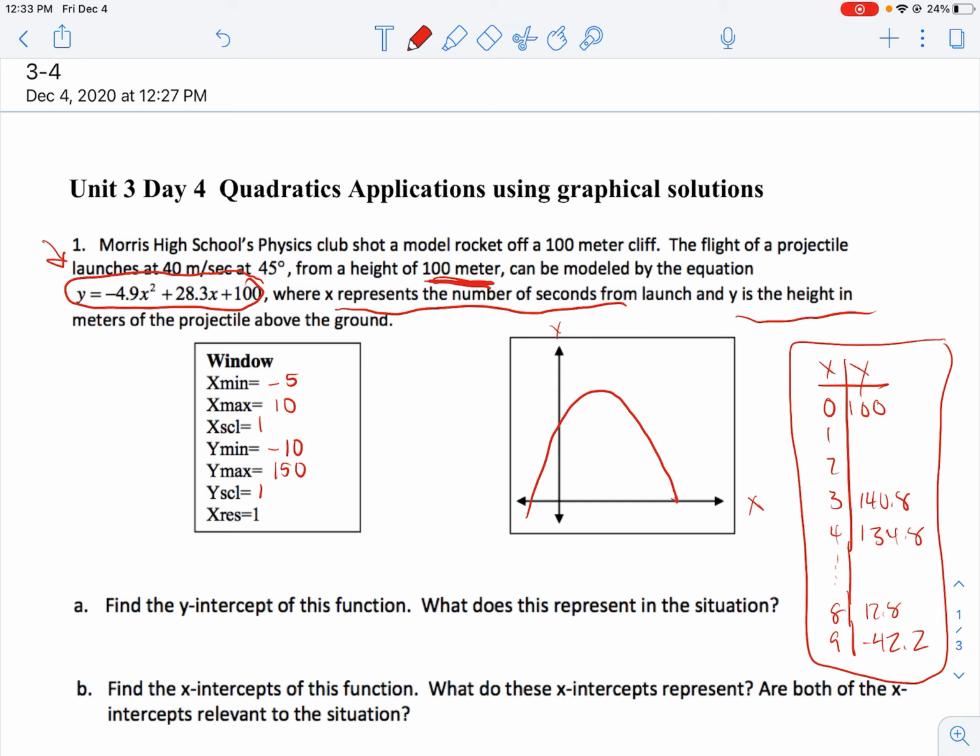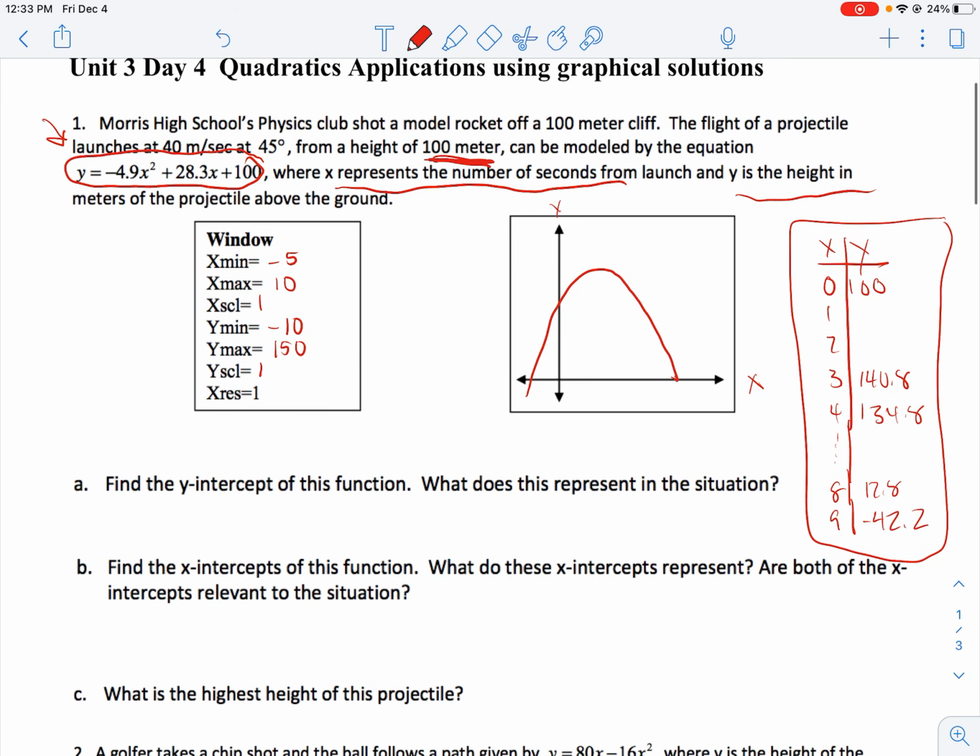Okay, all right, and so that's what we want to do first, right? That is our goal to start off with. Now, the next part, we need to find our y-intercept of this function. Well, our y-intercept is just when x is equal to 0, right? So when x is equal to 0, y is equal to, you go to your table, and it looks like y is equal to 100. Okay, so our y-intercept is 0, 100.